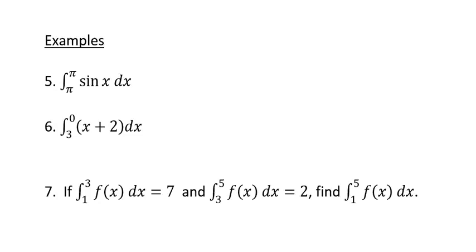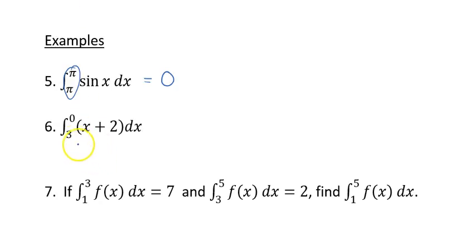Alright, for example 5, we have the limit from pi to pi of sine x dx. And again, since these two match, there's no area accumulated under there, and so that would be 0. 6 is what I was just talking about up there.